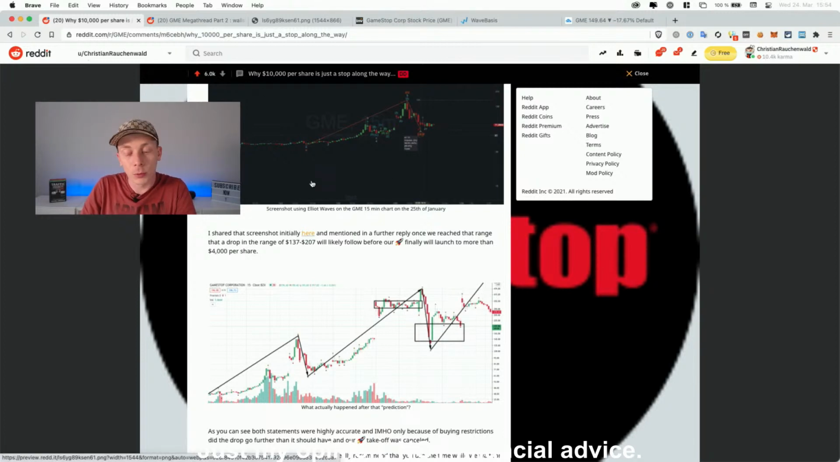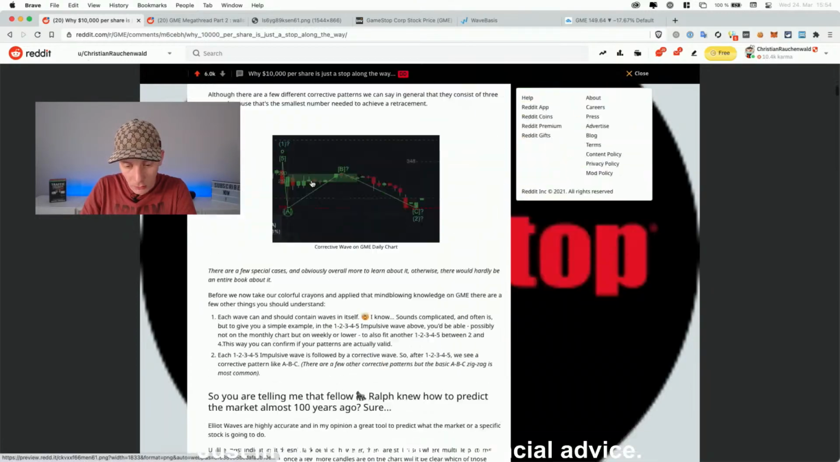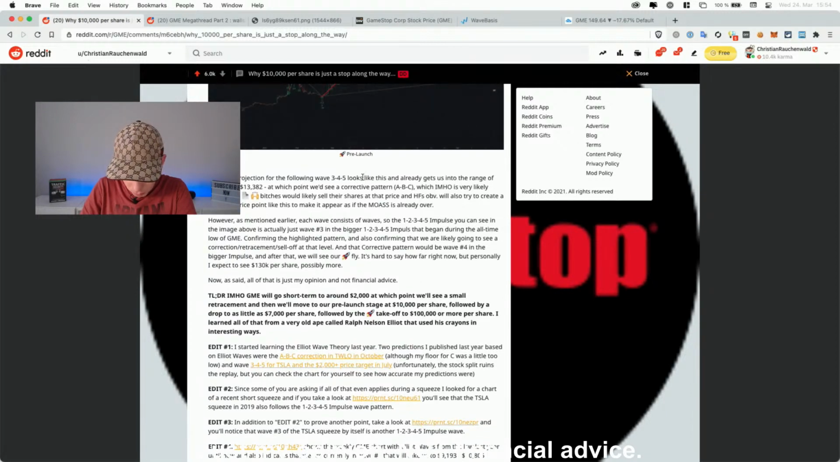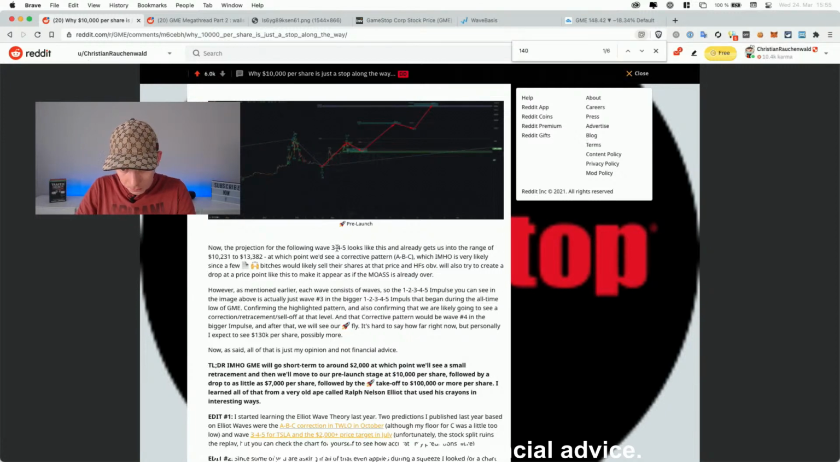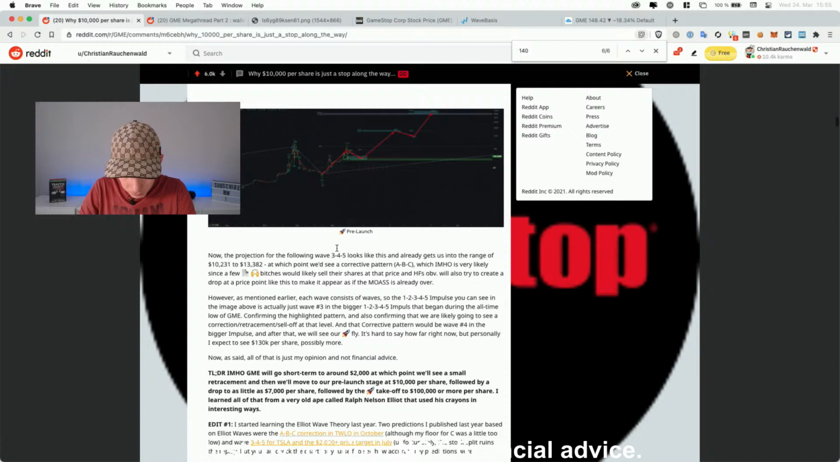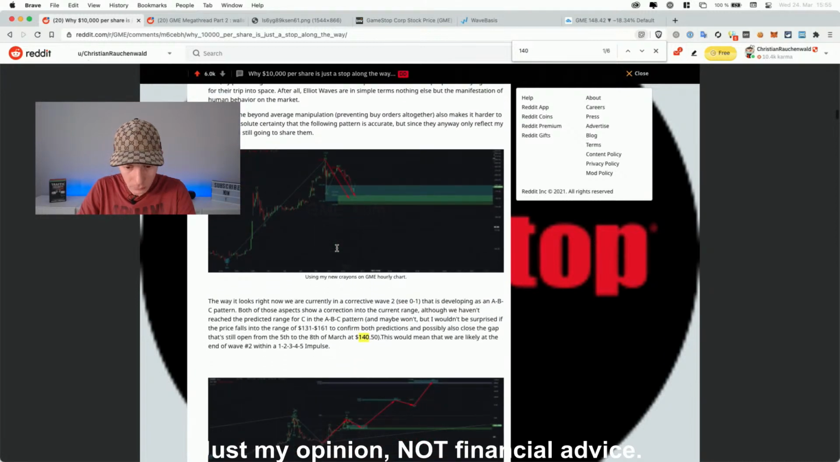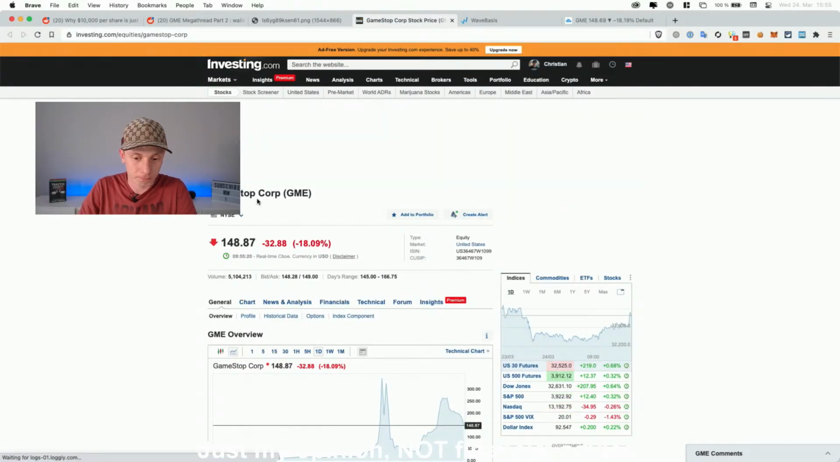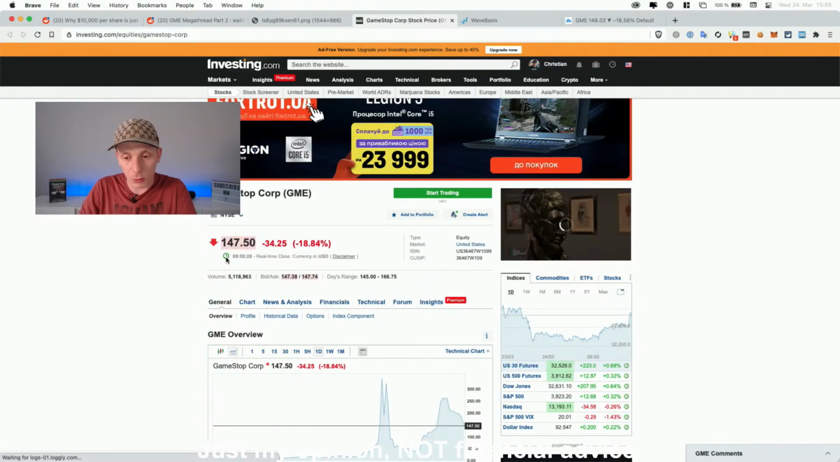The last example would be that in the original picture that we have, somewhere here, where I mentioned that I wouldn't be surprised if the price falls into the range of 131 to 161. And if we look, I also mentioned that I expect to see the gap at 140 closing. Let's see if my pending order triggers.